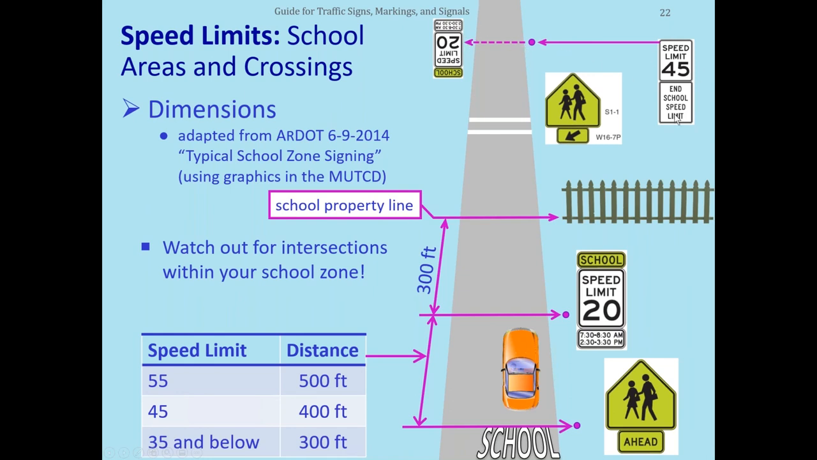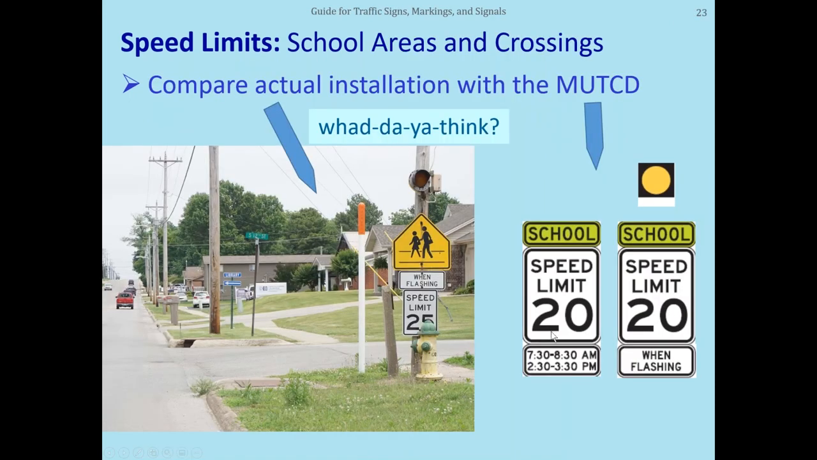And notice how RDOT handles it. They install the end of school speed limit, but then they also are considerate and give you the information you need to know as to what speed you can now resume. Compare the installation with what's in the manual. What do you think? It almost looks like they just picked up what they had lying around available and slapped it up on a pole. It's a mishmash of a lot of different elements, certainly not a desirable school speed limit assembly.